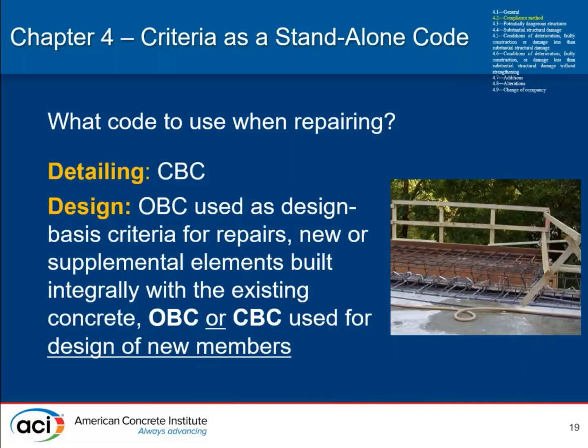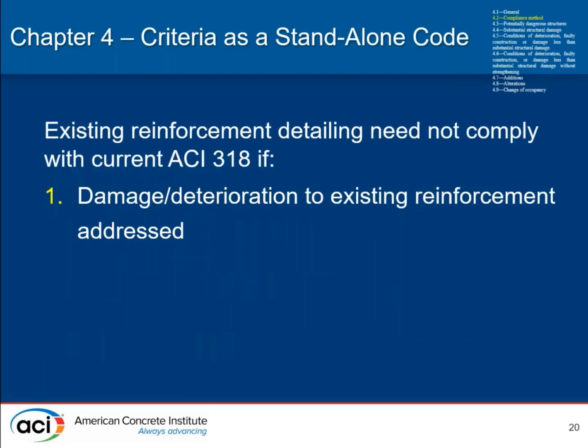What code to use for repairing? For repairs, and I think of repairs as bringing the structure back to a previous capacity, not necessarily strengthening the structure, it's permissible to use the original building code as the design basis criteria for new or supplemental repair elements built integrally with the existing concrete. And so clause 4.2.4 states that the repair detailing shall be the current building code unless specific conditions are satisfied. And so this slide gives the conditions.